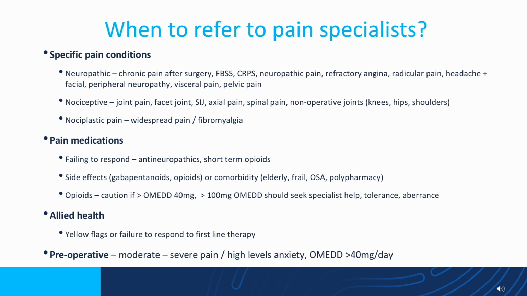So there are specific pain conditions. There are specific issues of pain medications that you can consider, even some allied health issues. And of course, we can help out in the preoperative phase. So let's go through that just in turn. So there's specific pain conditions. Now that you have a handle on pain conditions, is it a nociceptive, neuropathic or nociplastic pain condition that's not responding to initial lines of therapy or first lines of therapy? Consider a pain specialist.